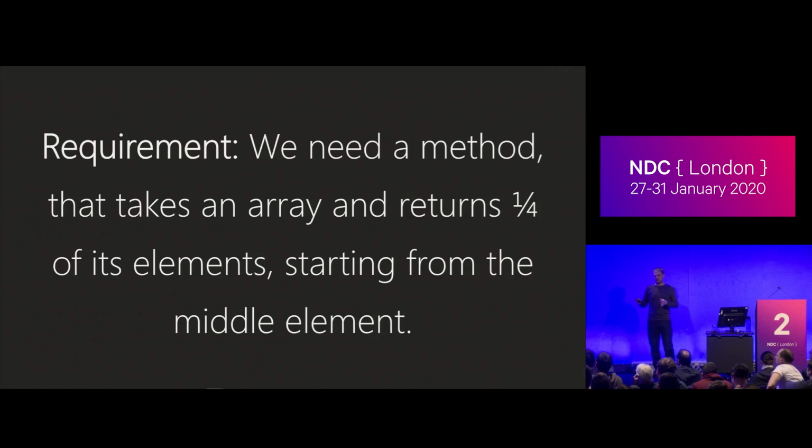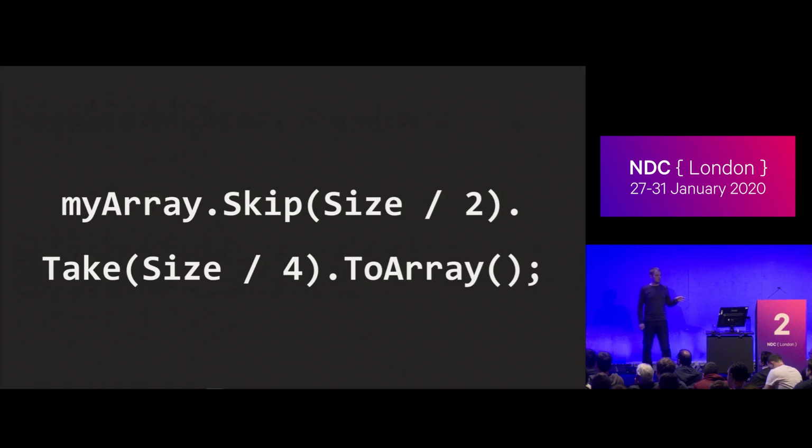So imagine we have this requirement given to us by the product owner. We need a method that takes an array. It's going to return 1/4 of its elements starting from the middle. I'm sure everyone's had a requirement like this dumped on them at work. That's the requirement someone in our business had been given at some stage. And possibly this is how they might have implemented it. They might have just used a skip and a take in a LINQ expression to give the data that was being asked for. And they think, great, we've delivered.